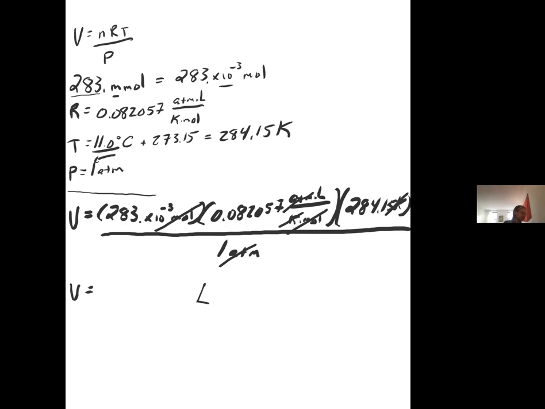Let me see if I can find a little calculator here. So 0.283 times 0.082057 times 284.15. And it looks like you get about 6. That doesn't seem right. Oh, no, that's about right. Yep. I'm sorry. Three sig figs would be 6.60.